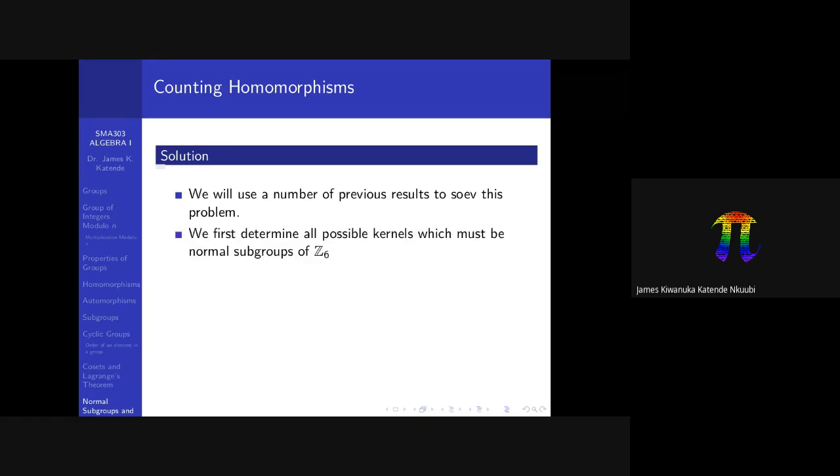The first thing we need to do is determine all possible kernels. We know that the kernels are always normal subgroups. So we must pick all the possible normal subgroups of Z6, because the map is from Z6 to Z8. The kernel will always be a subgroup of Z6. Now we are lucky in this case because Z6 is an abelian group, and any subgroup of Z6 will be a normal subgroup.